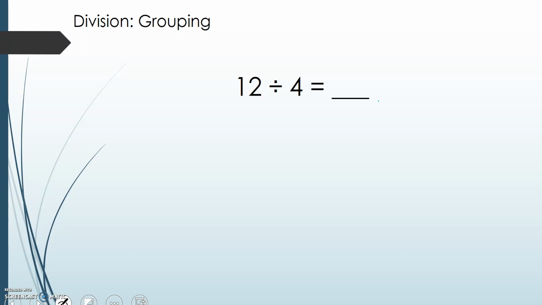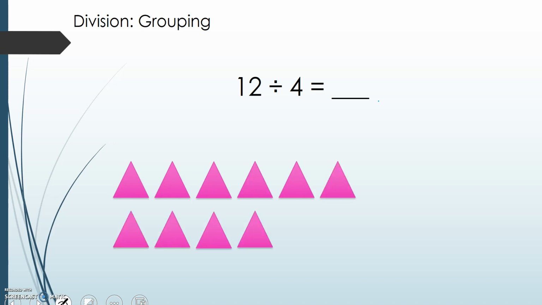So if I had the problem 12 divided by 4, instead of making 4 groups and sharing 12 within those groups, I'm going to go ahead and draw my 12 objects. 1, 2, 3, 4, 5, 6, 7, 8, 9, 10, 11, 12. You can use triangles, circles, stars, whatever you want to use that will quickly draw your objects based on your dividend, 12. Then I'm going to put them in groups of 4 based on my divisor.